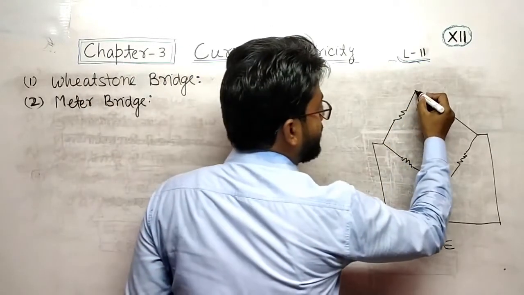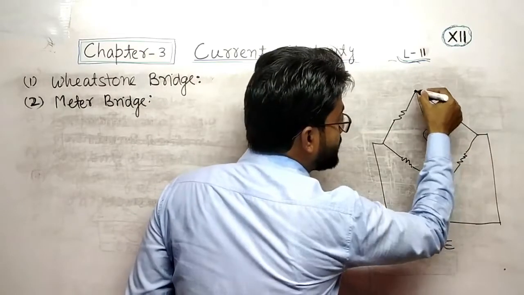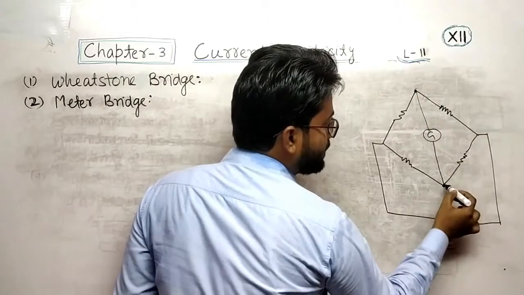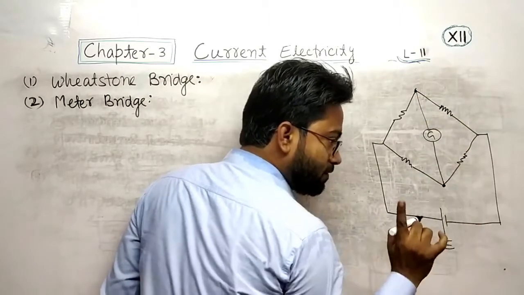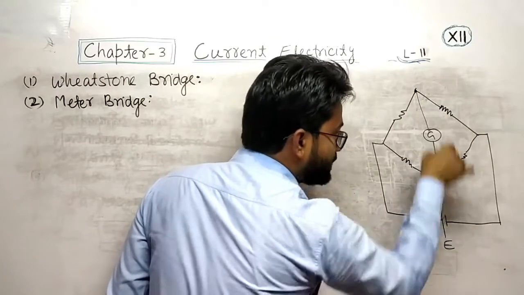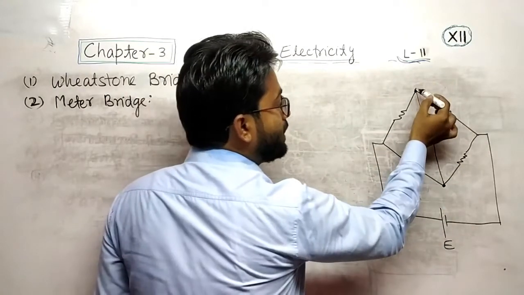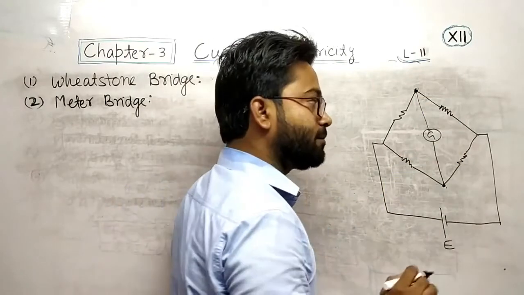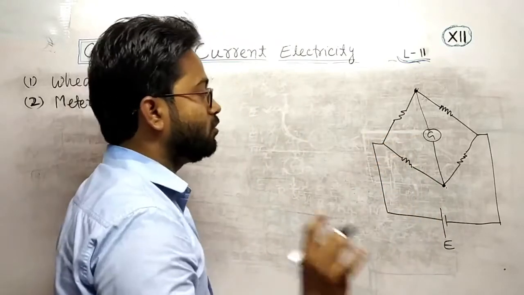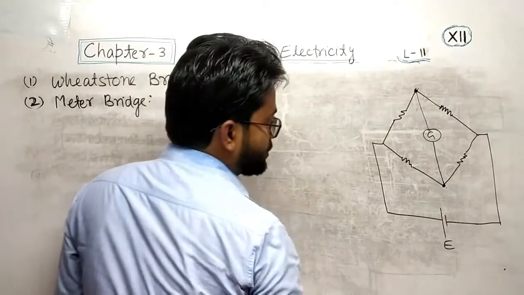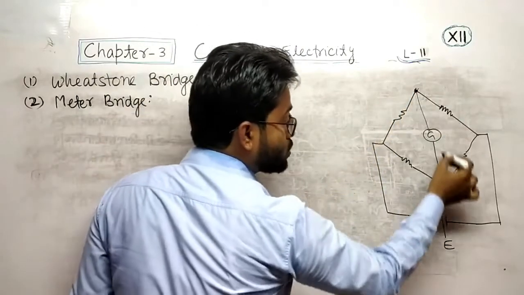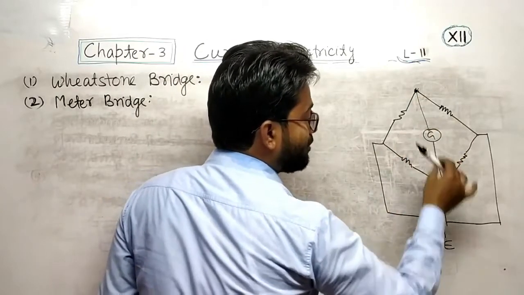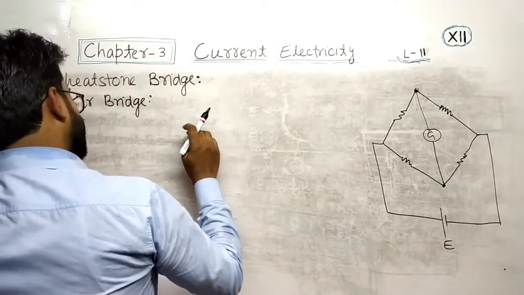That means if there is a potential difference between these diagonals, at that point and at that point, then the current will flow in this direction or in this direction. If there exists a potential difference between these 2 points, the galvanometer will show some deflection. If these 2 points are at the same potential, the deflection in the galvanometer will not be present.